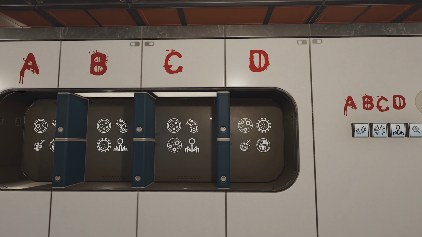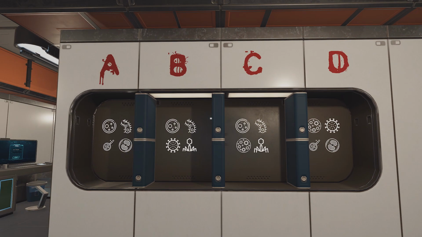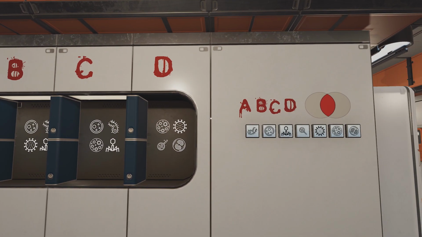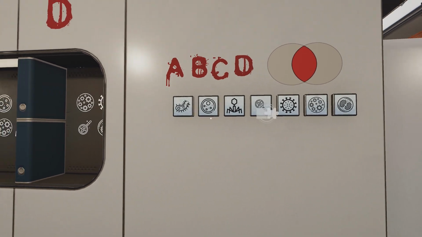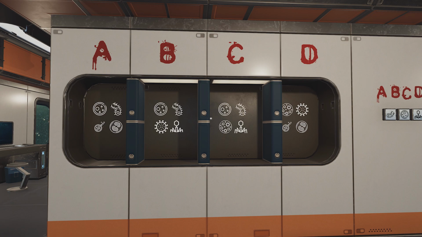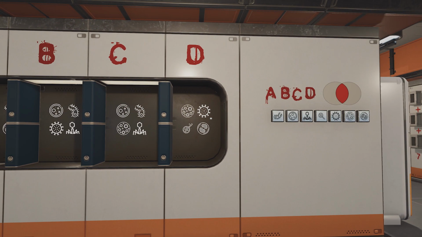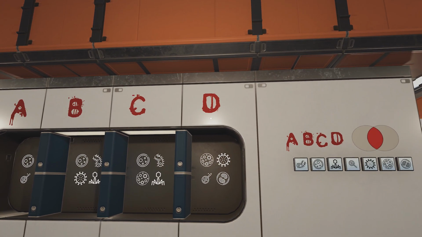A, B, and C all have the same thing at the top. I don't quite understand that. Because, I mean, A, B, C, D, they even have the same drip marks and everything on them.